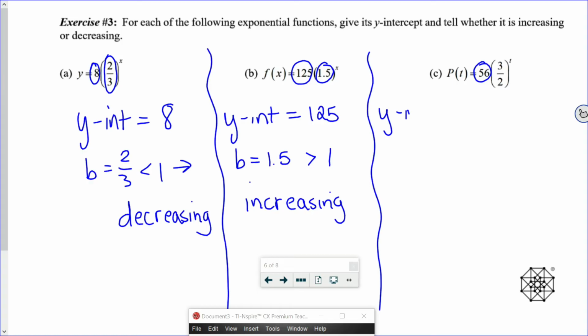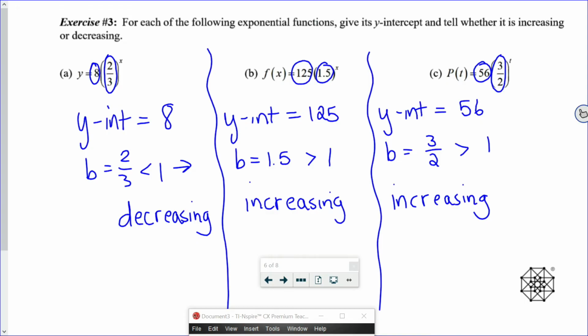Our y-intercept is equal to 56. Our base is again equal to 1.5 because 3/2 and 1.5 are the same number. Sorry about that. But that's greater than 1, and therefore it's increasing.